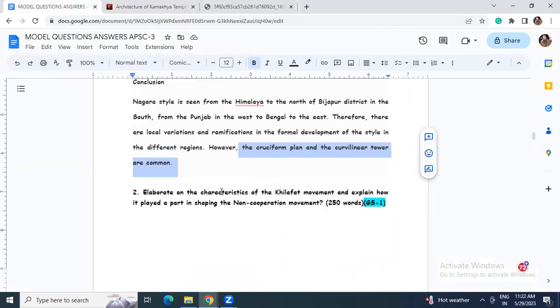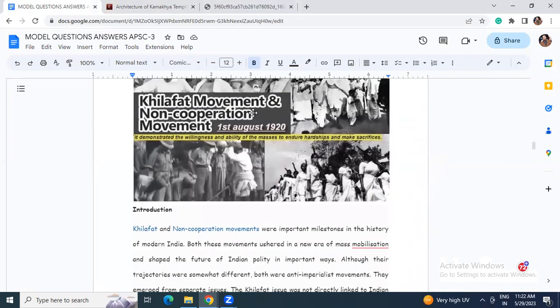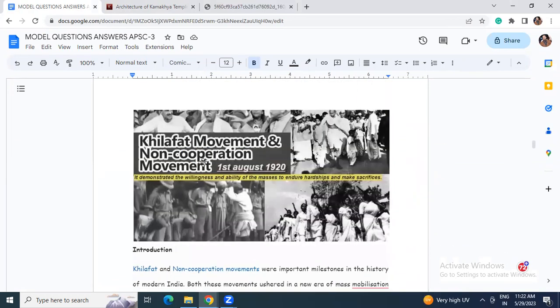Now let's come to the next question. The next question is: elaborate on the characteristics of the Khilafat movement and explain how it played a part in shaping the non-cooperation movement. So the question is asking about the characteristics of the Khilafat movement and its impact on shaping the non-cooperation movement. So, Khilafat movement, non-cooperation movement. We are now going back to 1st August 1920.